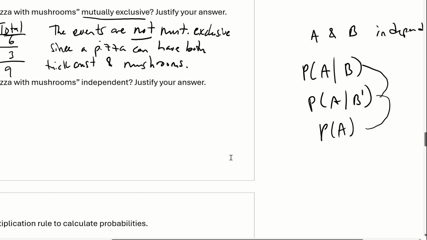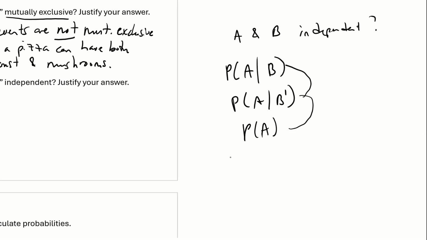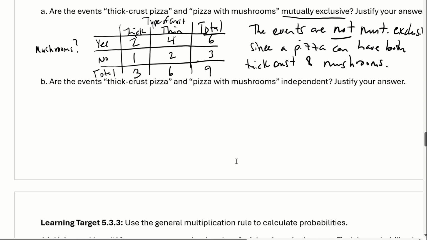Okay, so that's one way to do it. So that's how I'm going to do it. I'm going to compare P of A with P of A given B. So in other words, M is mushrooms, and then C is thick crust. All right, so we want to see if M and C are independent.